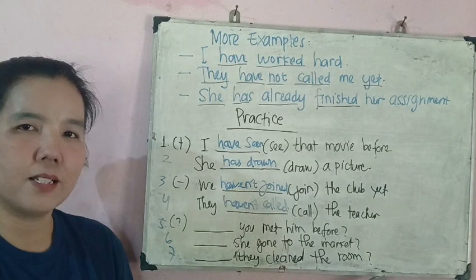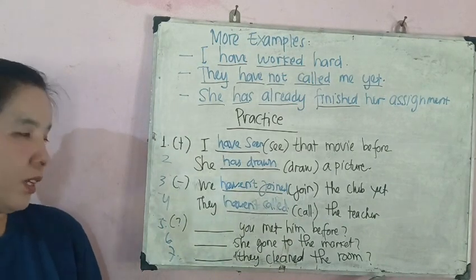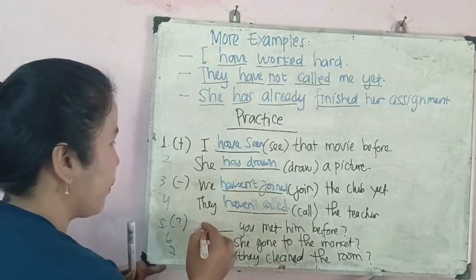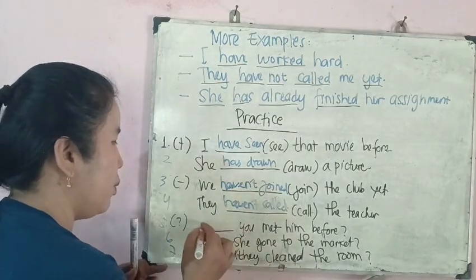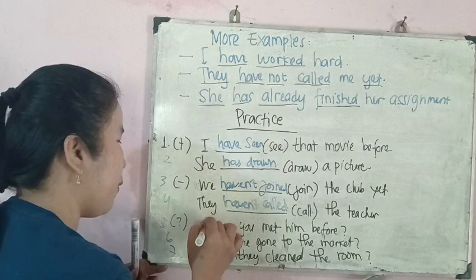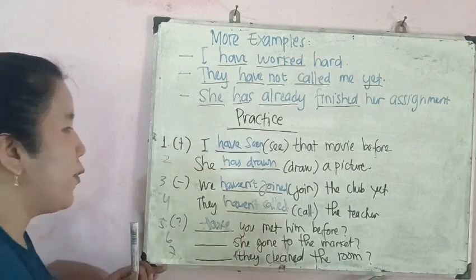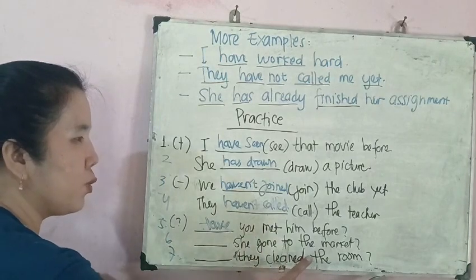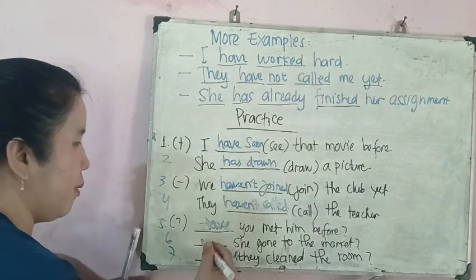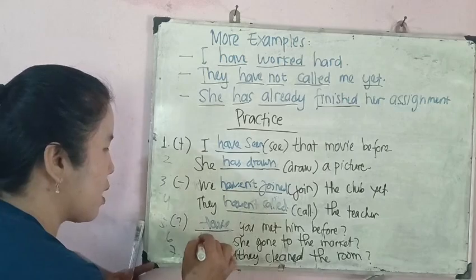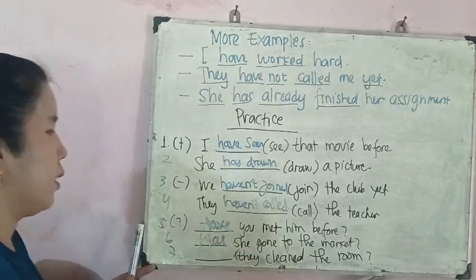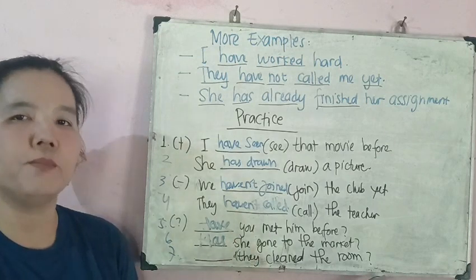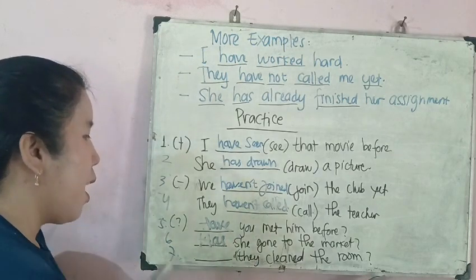Next, continue to make question. What do we put here? Because the subject is you, we put have. Have you met him before? And next, she gone to the market? We use has. Number 7, the last number. They clean their room. We use have.